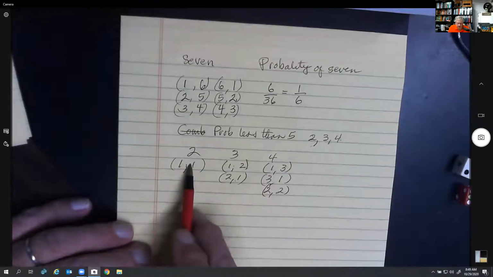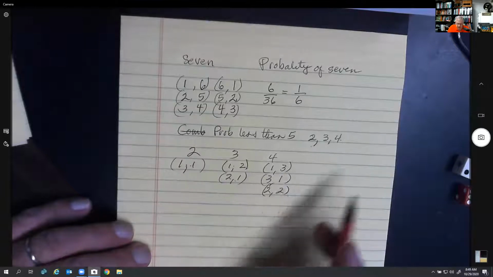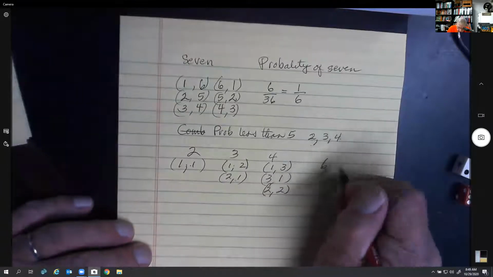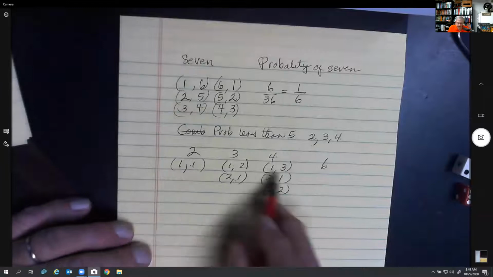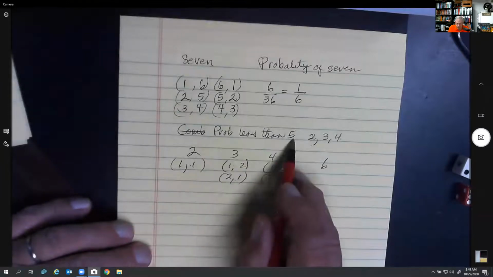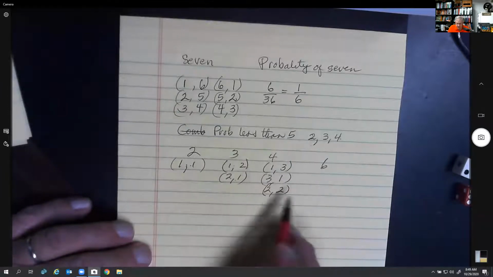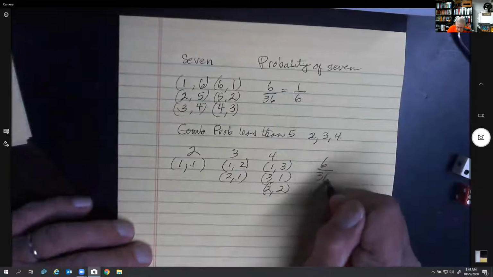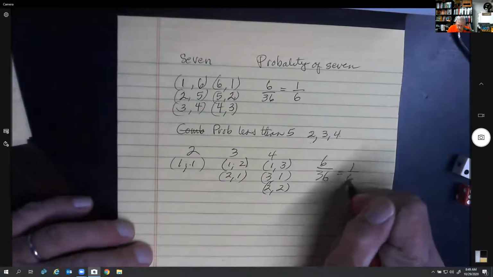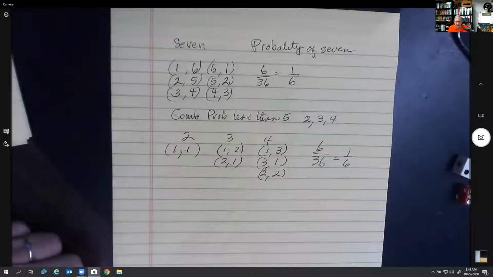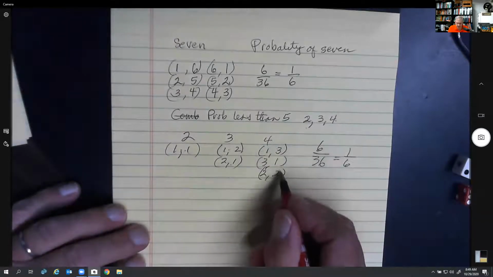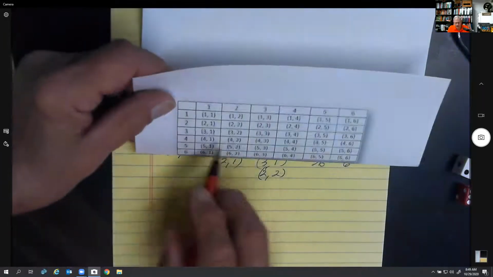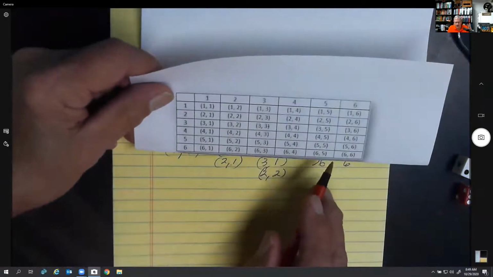So altogether, there's 1, 2, 3, 4, 5, 6. There's 6 combinations that could come up that are less than 5. 6 combinations out of 36. So again, it just happened by coincidence. It would be 1 out of 6. So here we have to kind of list a sample space. We don't want to list the whole sample space for these because there's a lot of numbers here.